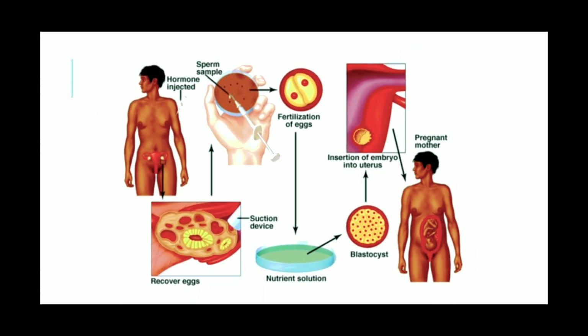Then the fertilization is done outside the body, that is in the petri plate, as you can see in the nutrient solution. Then the embryo formation will take place. The embryo at its blastocyst stage is inserted into the uterus of a female to make the female pregnant.